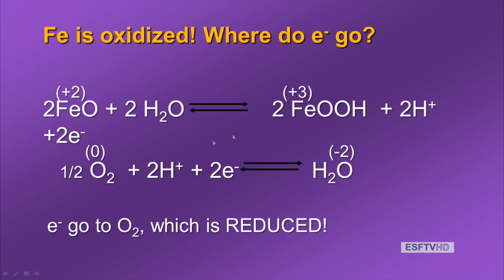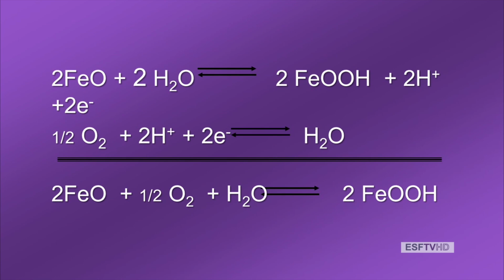The electrons are going to oxygen, so oxygen is getting reduced. Okay? So plenty of oxygen around, the system is oxidizing, but oxygen itself is reduced. Let's put those two together: if we have FeO, and we go to FeOOH, and we add in the oxygen, here we go to FeO and a half of oxygen, and we oxidize that to FeOOH.